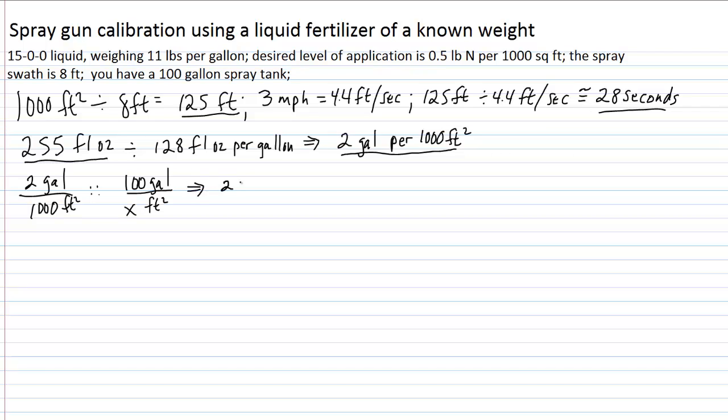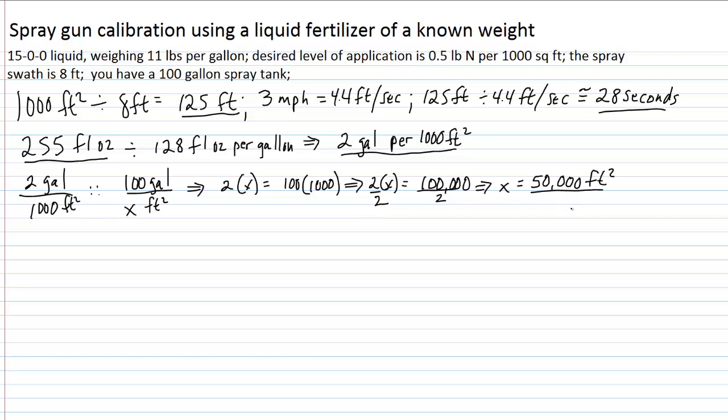Work our way through this. We have 2 times X equals 100 times 1,000, which is 2x equals 100,000. Now we're going to divide both sides by 2. And we end up with x equals 50,000. And remember, the units that we are solving for are back over here in the proportion, square feet. So 50,000 square feet. And that's how much a full sprayer tank can cover.